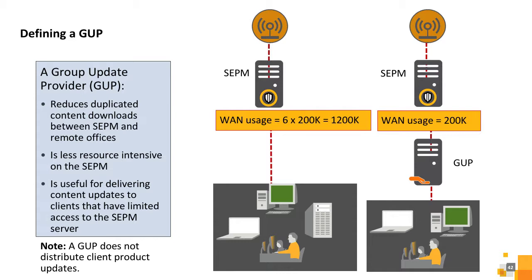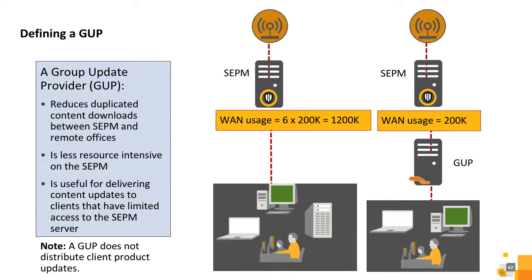the SEPM. You can conserve bandwidth by offloading processing from the SEPM to one or more Windows clients that are configured as a Group Update Provider or GUP. After a GUP is created, the GUP can download content from the SEPM and distribute content to other Windows clients. If the GUP becomes unavailable, the clients can fail over to the SEPM or to another GUP.